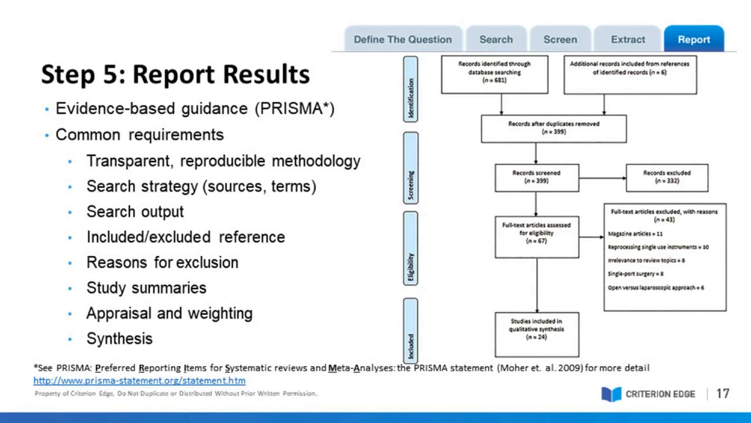Documentation requirements may vary depending on where your report will ultimately be submitted, but typically will include some or all of the bullet points shown here. Your search strategy and output, that transparent description of your methods for data inclusion and extraction, weighting and appraisal methodology, and summaries of included studies, all are common documentation requirements. A PRISMA flowchart is typically included as part of your documentation for regulatory authorities and major journals.